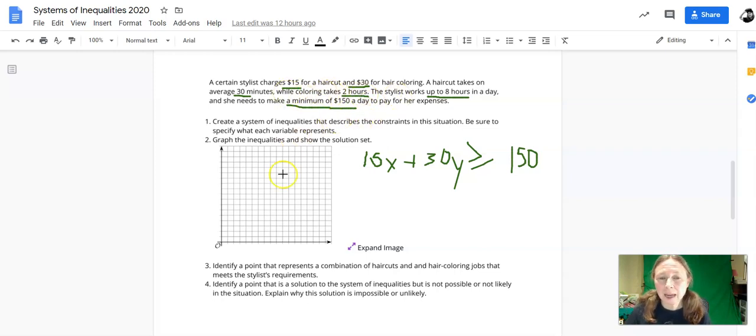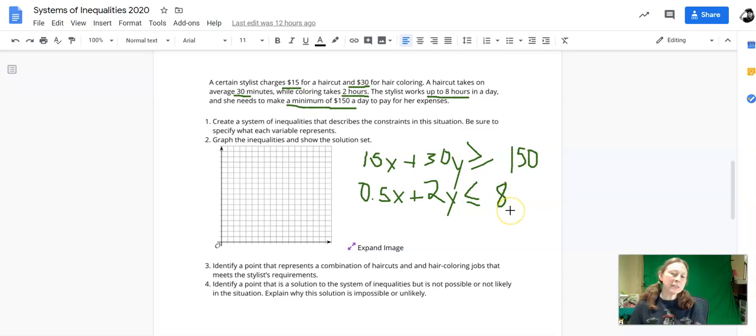Next is the time constraint. It takes a half hour to do a haircut, so I'll write that as 0.5x, plus it takes 2 hours to do a coloring, so 2y, and she can work up to 8 hours a day. So 8 hours is okay, and anything less than 8 hours is okay. So this is less than or equal to 8.